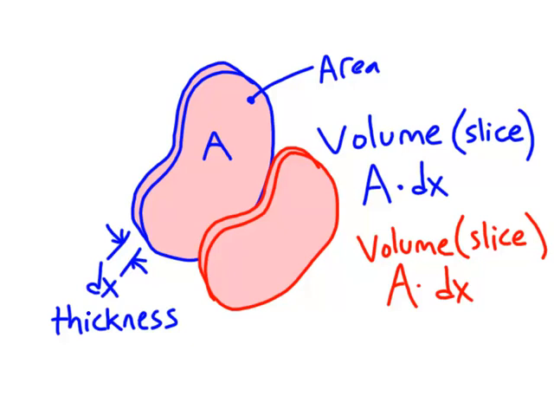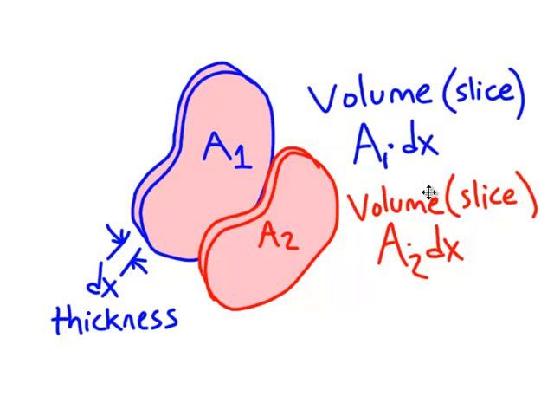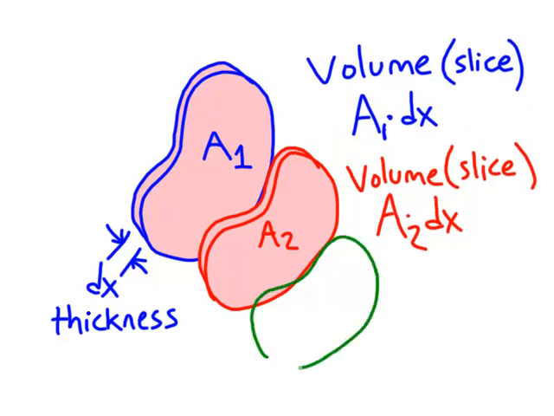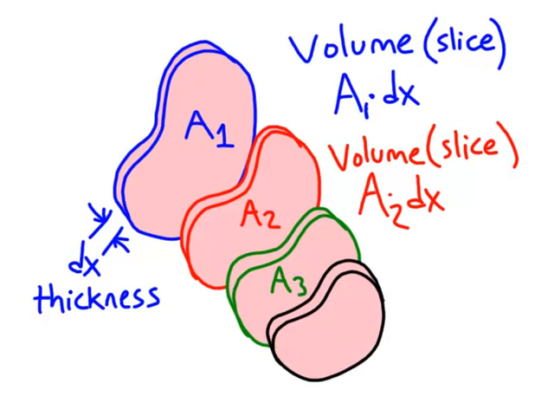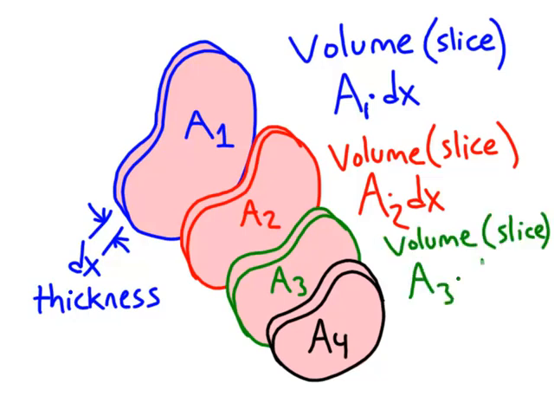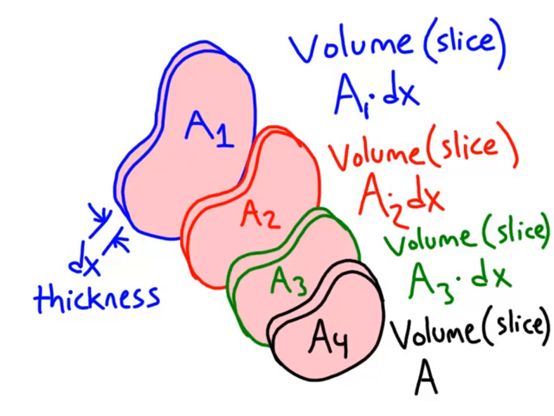So let's call this first area A1, and let's call this second area A2. And therefore, the volumes change accordingly: A1 times dx, A2 times dx. So you can probably see where this is going. Let's say we had some third little area. And how about a fourth? And they, of course, have areas of A3 and A4, respectively, and volumes of A3 times dx and A4 times dx, respectively.